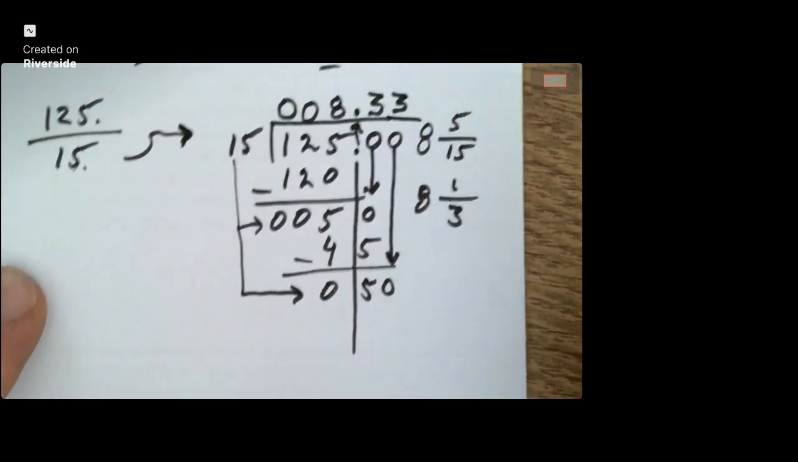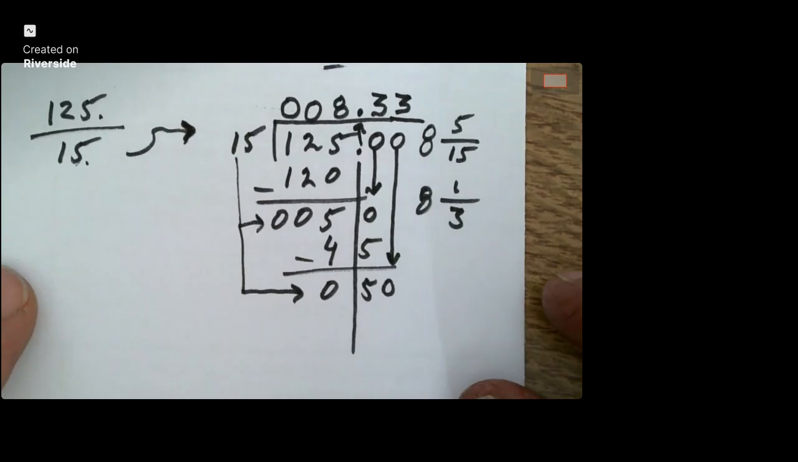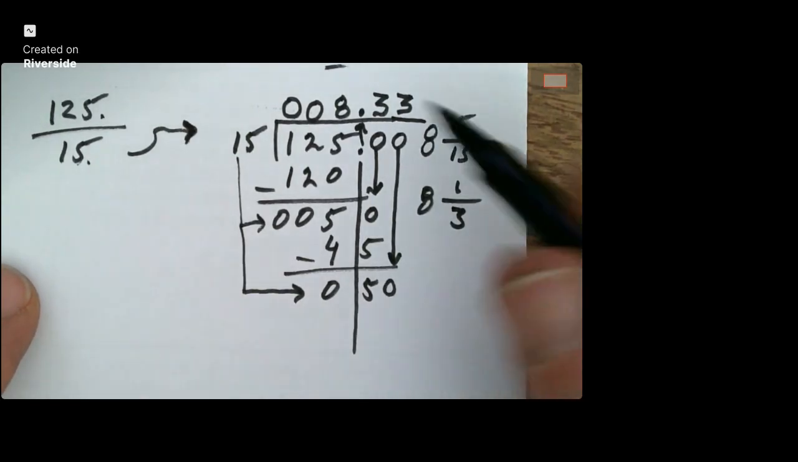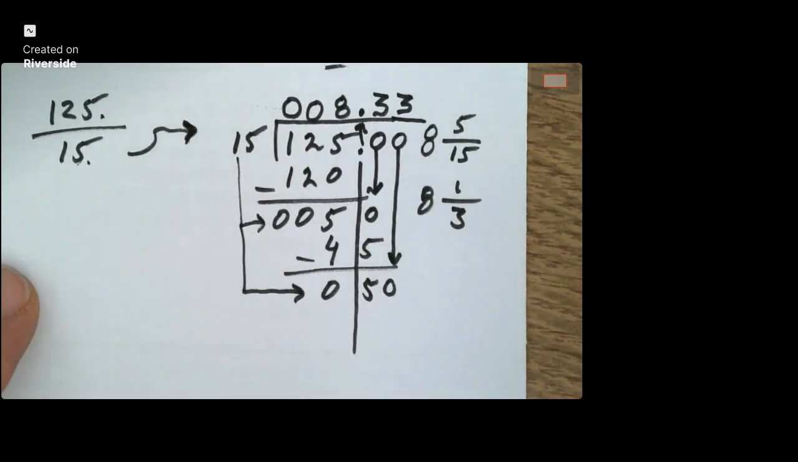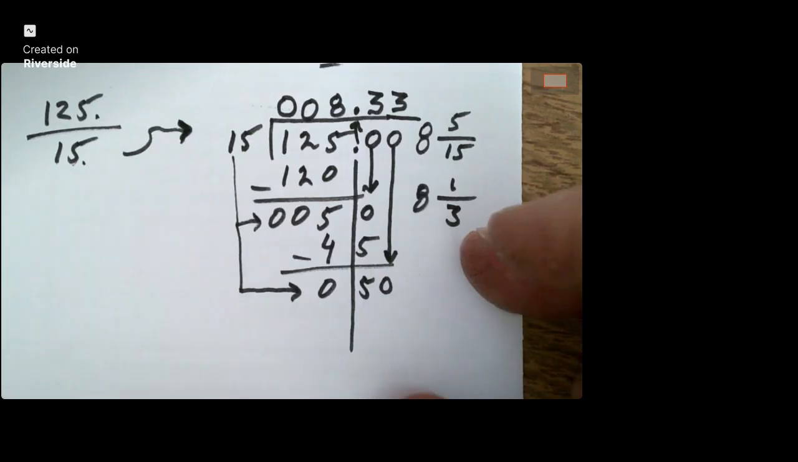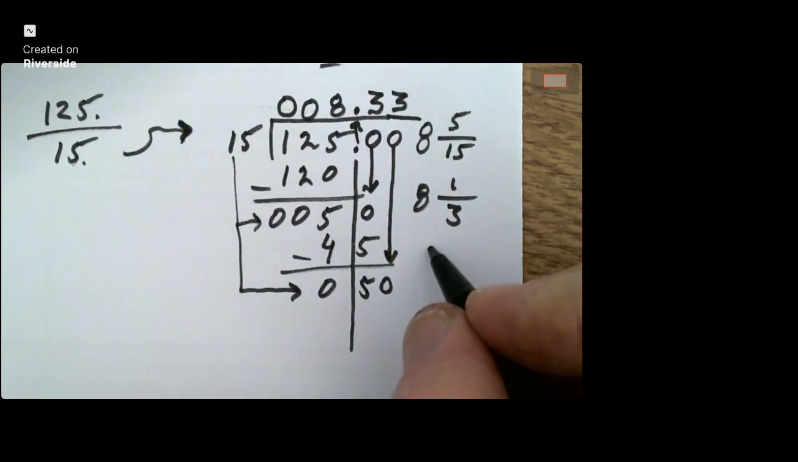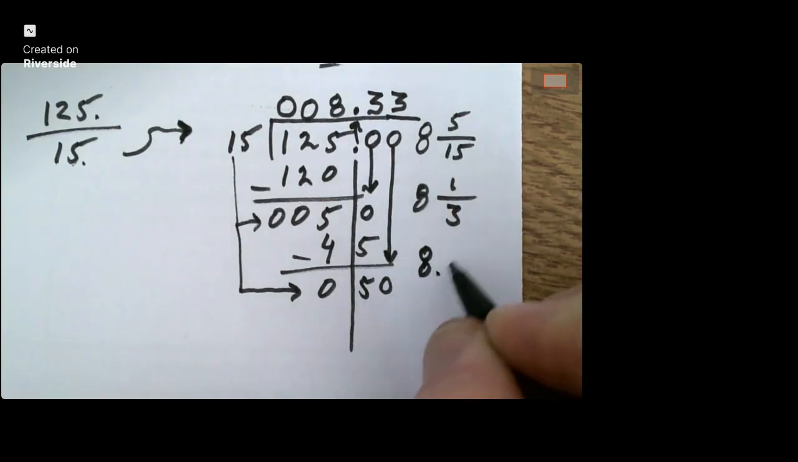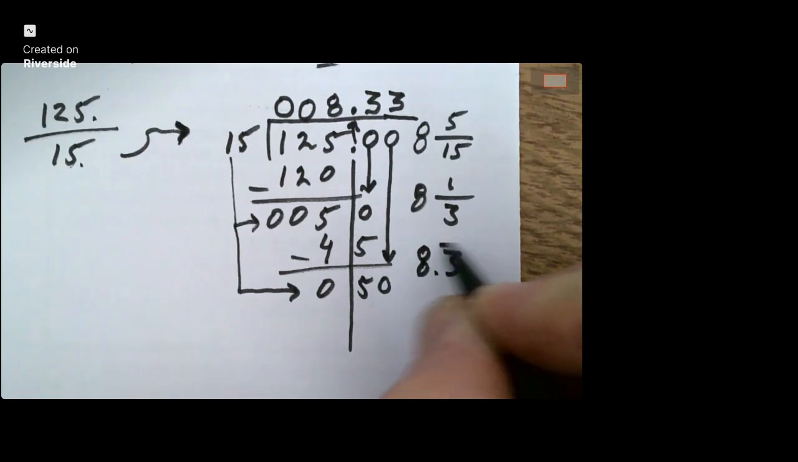Now, we can stop here, and we should be able to look ahead and see that every time we do this, we're going to keep getting 3. We're never going to get a 0 left over. So this is called a repeating decimal. We're going to keep getting the 3. So we only need to show one of what's repeating, and we write that down in our answer. So our answer is going to be 8.3 repeating, with a repeating bar over it.